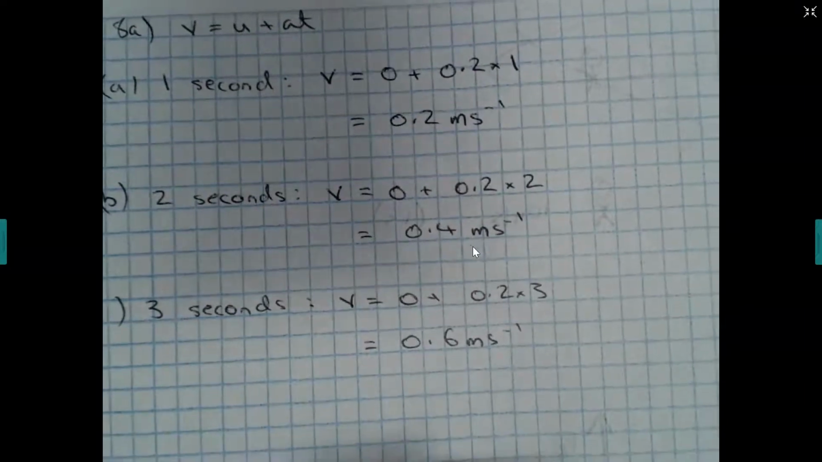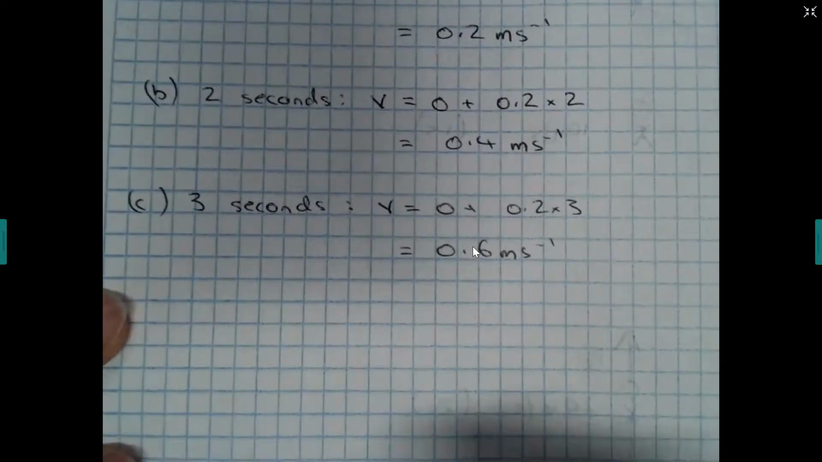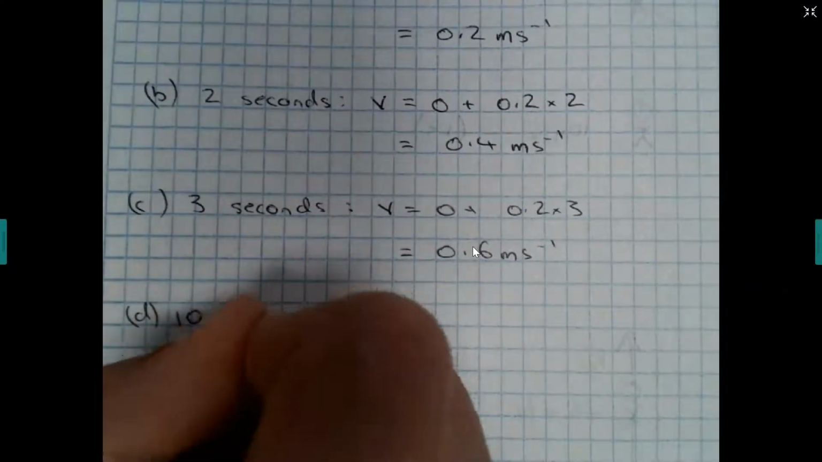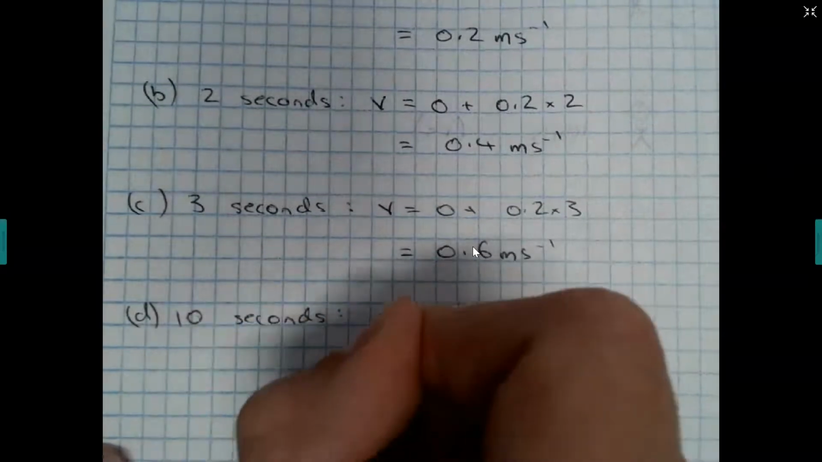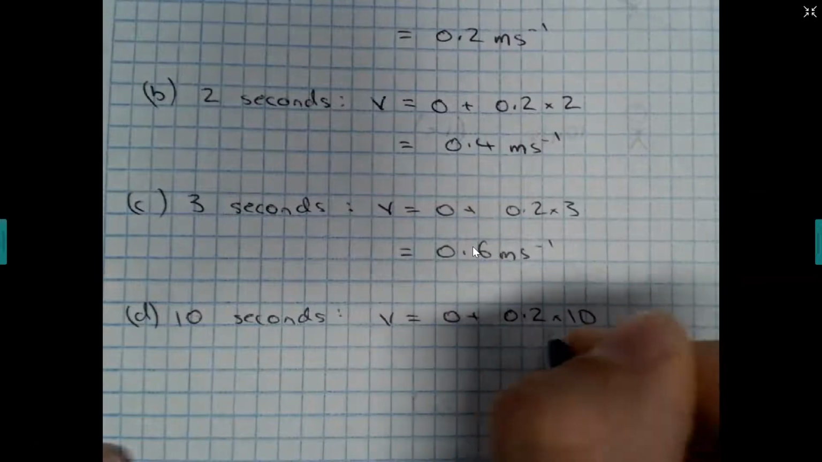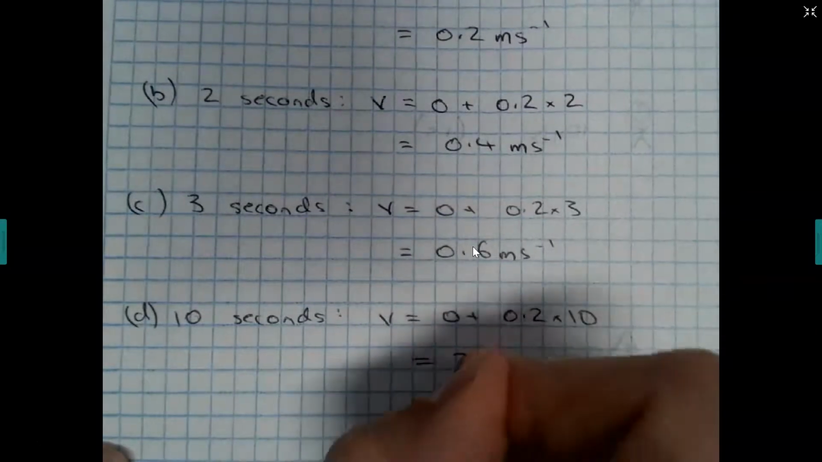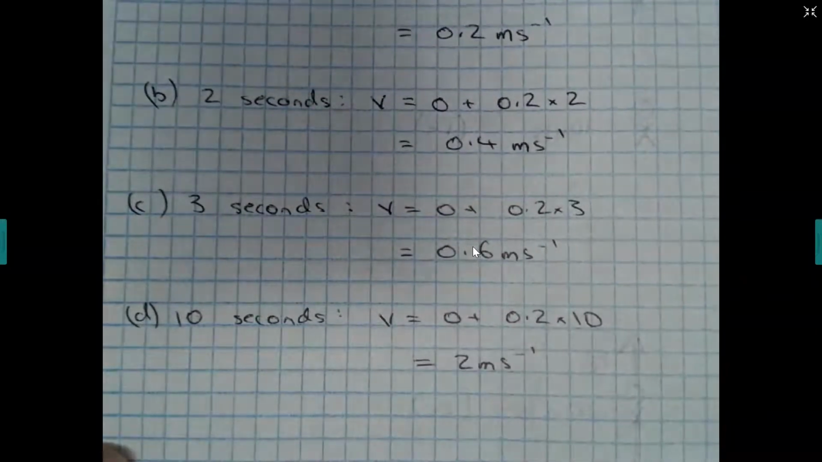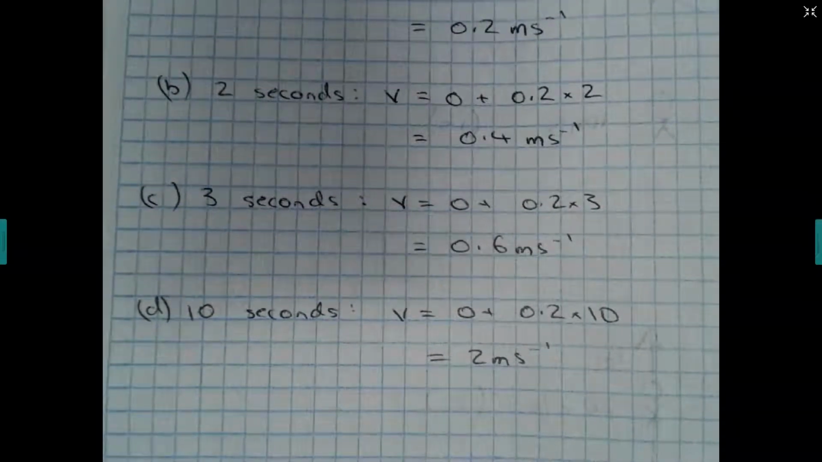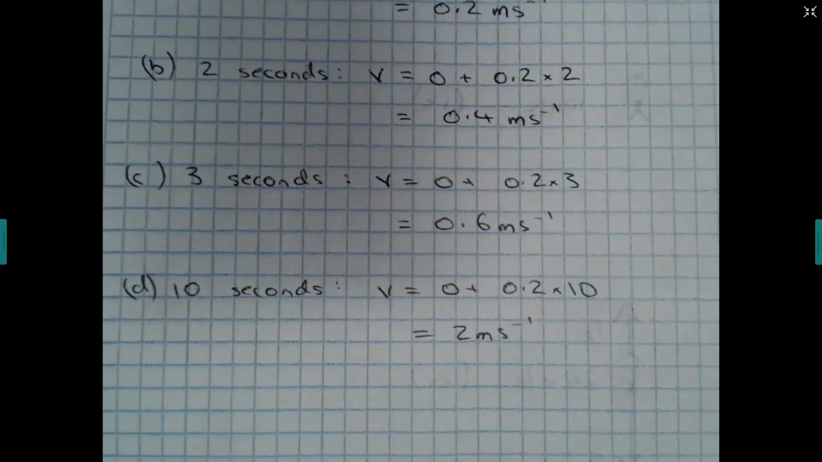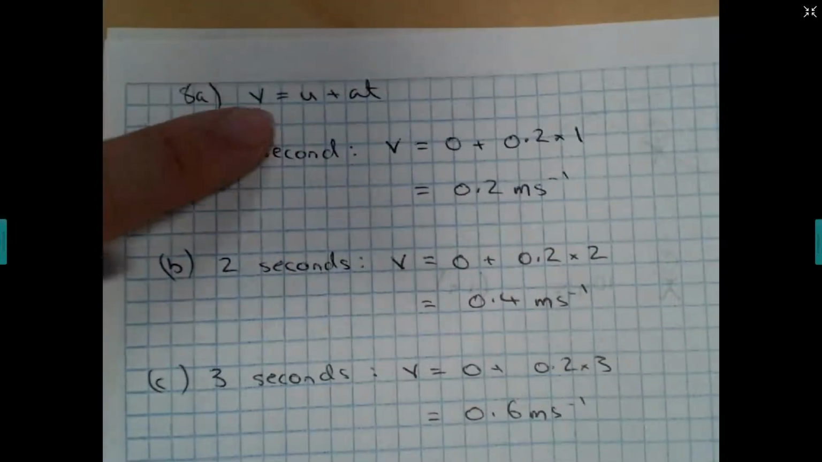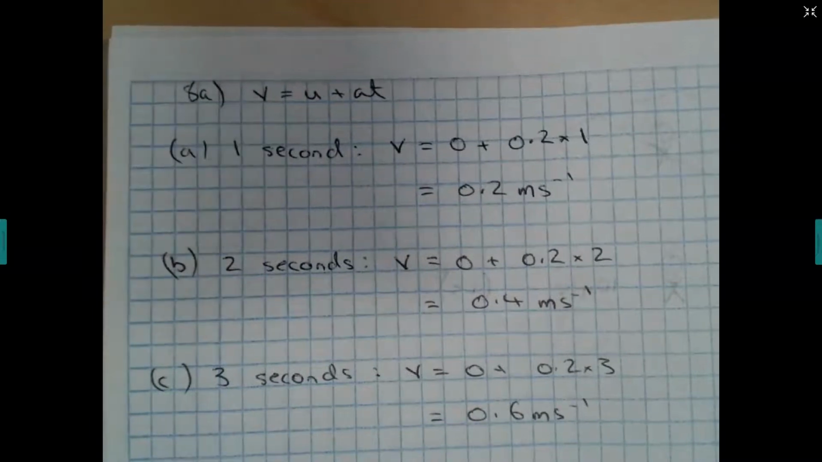And then D was 10 seconds. So D, 10 seconds. V is equal to 0 plus 0.2 times 10. 0.2 times 10 is just 2 meters per second. Alright, is that what people got? Cool. Alright, so just so you know, that's the formula that I was using. That's one of the ones that we were applying yesterday.